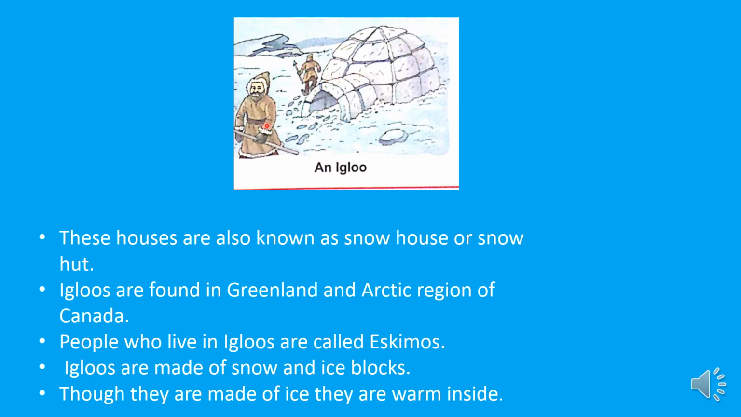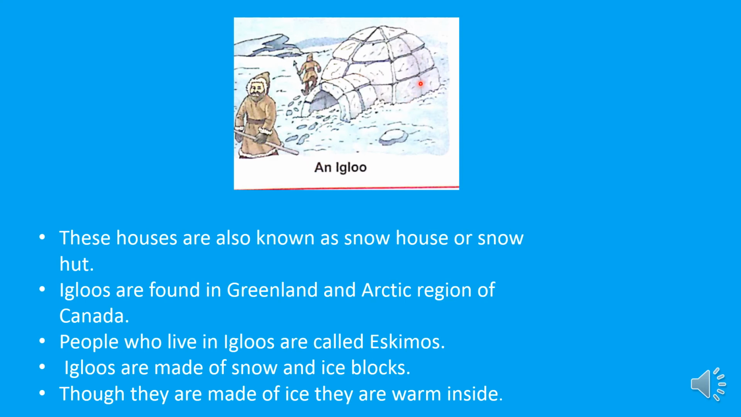Okay, children, did you understand? Igloos are also known as snow houses or snow huts. Igloos are found in Greenland. This type of house can be found in Greenland and the Arctic region of Canada. People who live in igloos are called Eskimos.